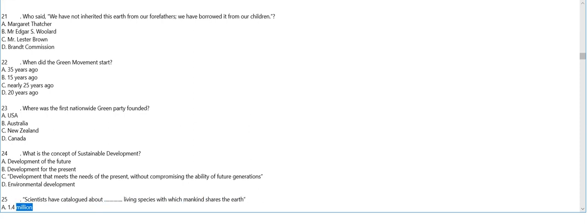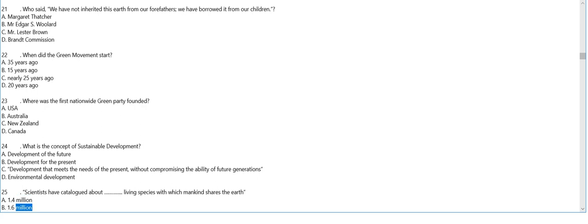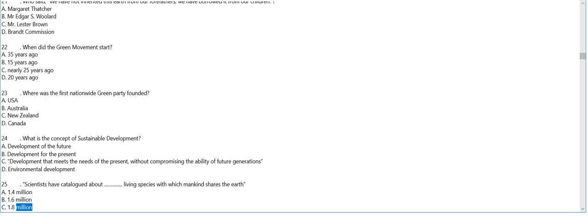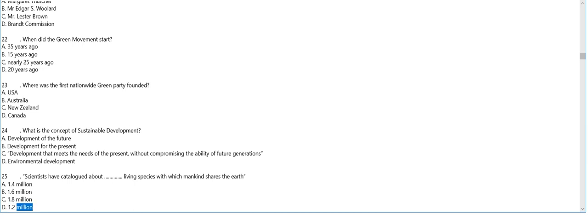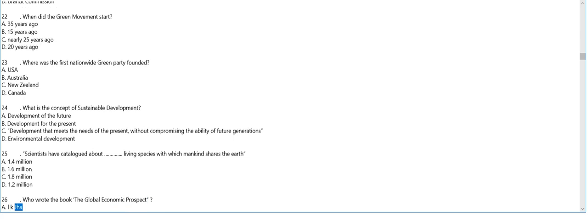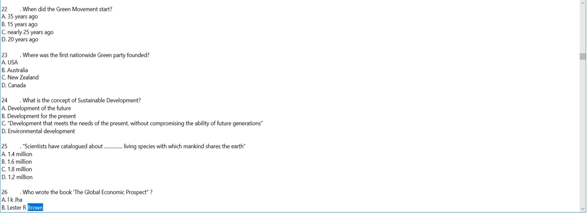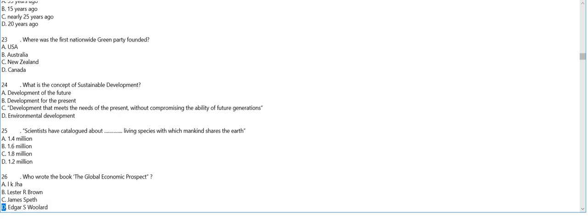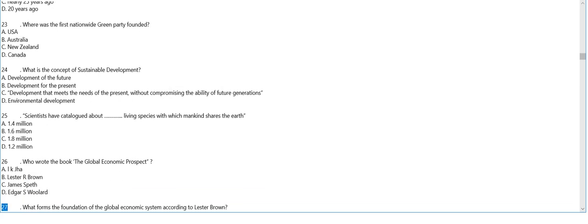25. Scientists have catalogued about _____ living species with which mankind shares the earth. A. 1.4 million. B. 1.6 million. C. 1.8 million. D. 1.2 million. 26. Who wrote the book The Global Economic Prospect? A. L.K. Jha. B. Lester R. Brown. C. James Speth. D. Edgar S. Woolard.